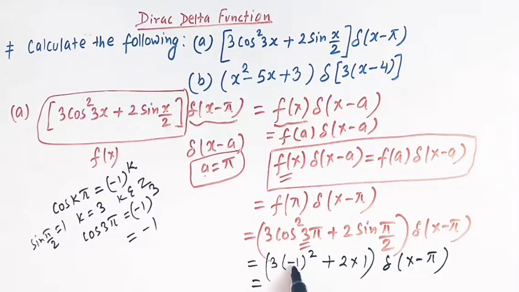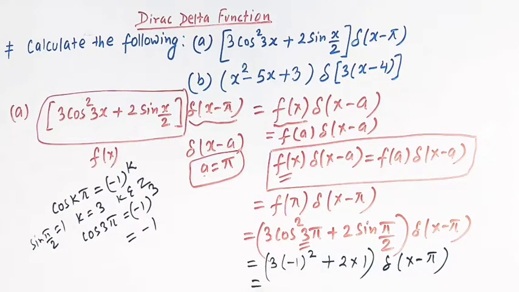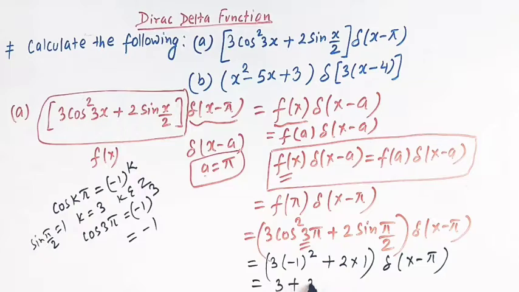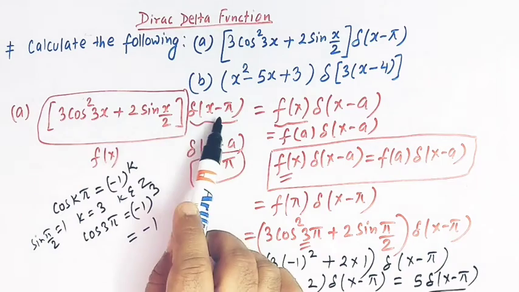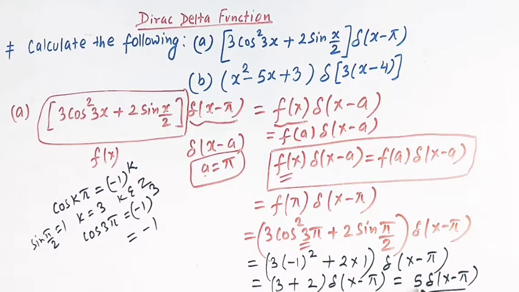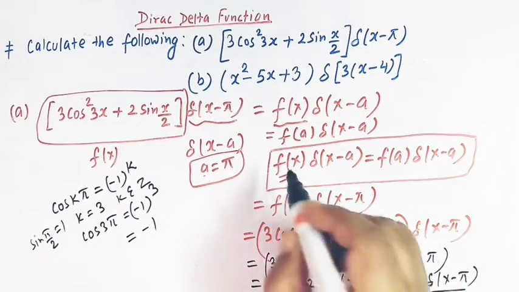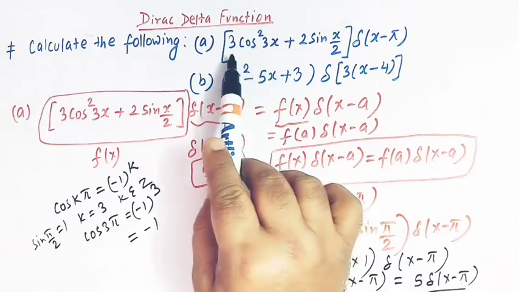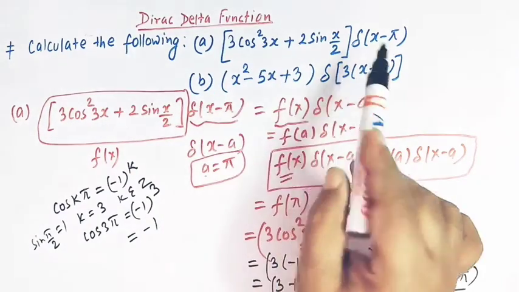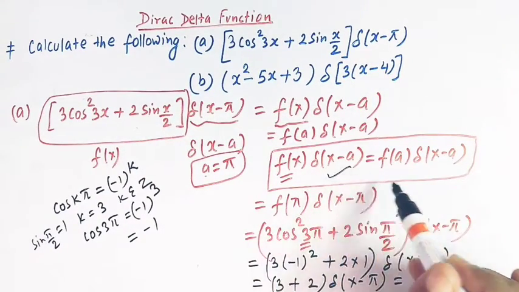So minus 1 square is 1, so we have simply 3. This is 3 plus 2 delta of x minus pi, so this is 5 times delta of x minus pi, right? So the value of this expression is equal to 5 times delta of x minus pi, right? And always remember that to calculate the value of these kinds of expressions, we can use this relation.